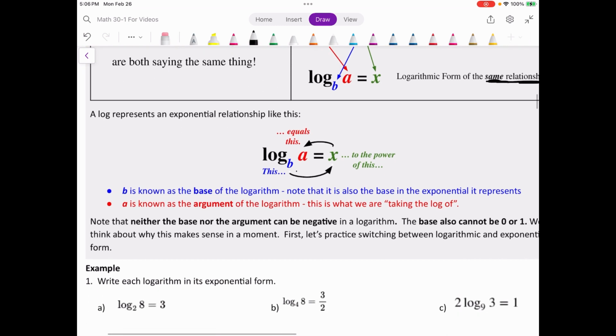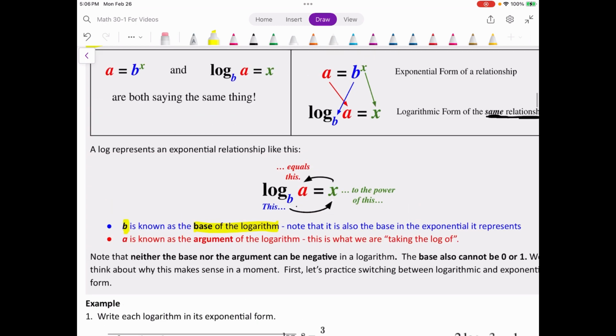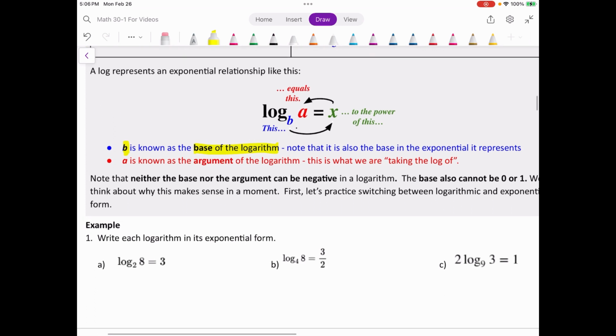Okay, just some terminology. B is what we call the base of the logarithm. Notice how I said log base b, because b is our base. This would be log base 2. This would be log base 4.